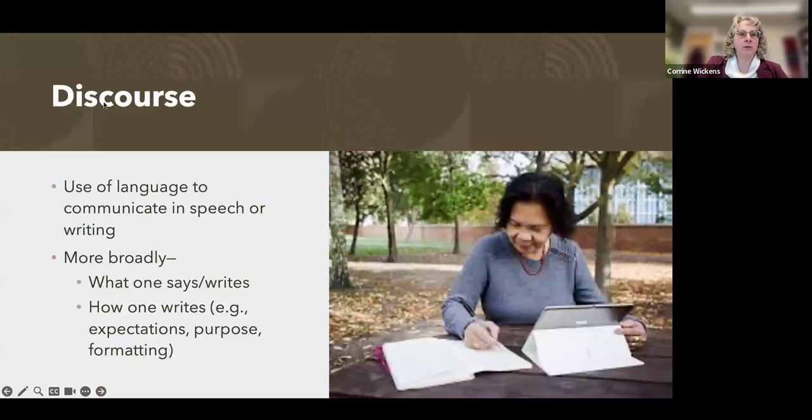First, I need to explain the meaning of discourse here. Generally speaking, discourse refers to the use of language to communicate in speech and writing. In addition to what one communicates, discourse indicates how one communicates. The how is predicated upon factors such as specific expectations and conventions of a discipline.